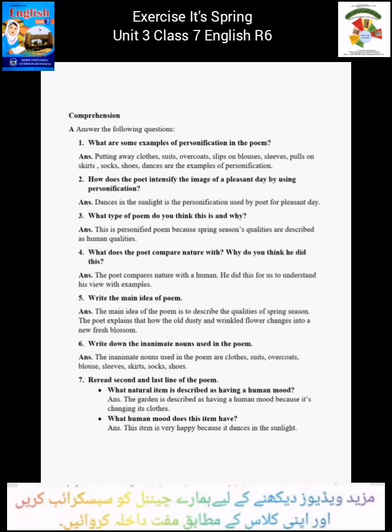So the fifth question is, write the main idea of the poem. The main idea of this poem is to describe the qualities of the spring season. The poet explains how the old, dusty and wrinkled flower changes into a new fresh blossom. As we have earlier discussed in the chapter, it is about growth, it is about change. This poem is about change, how nature changes from dull colors into much brighter colors, and how it beautifies itself, how it becomes a very fresh season.